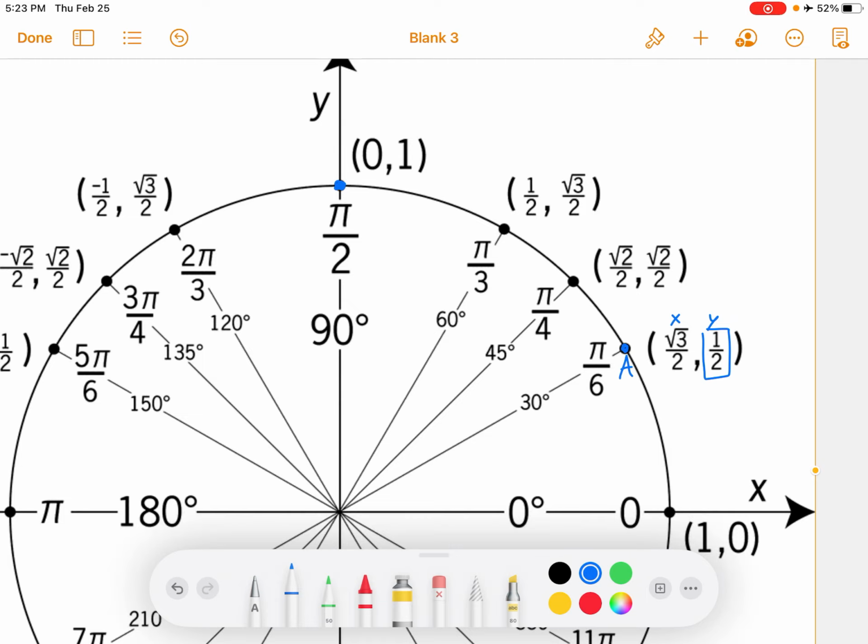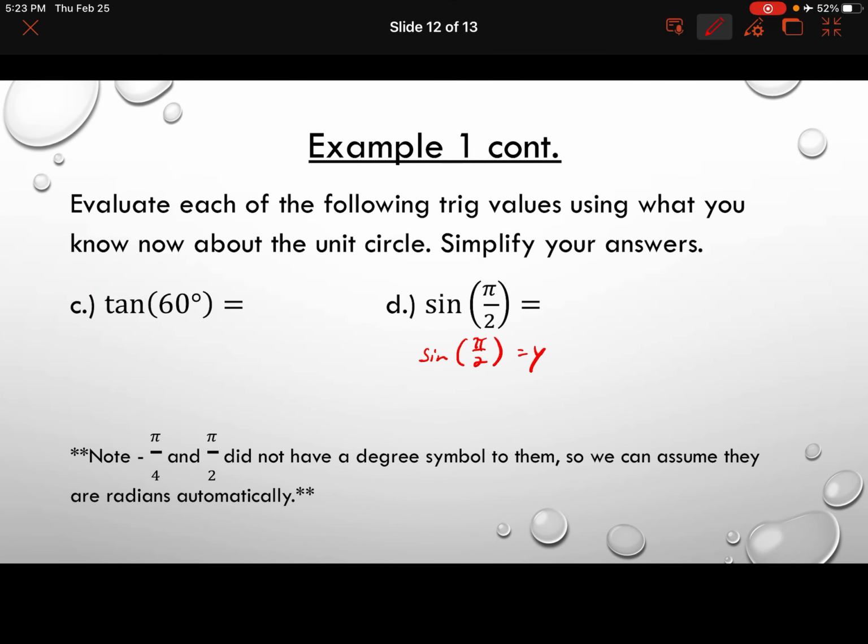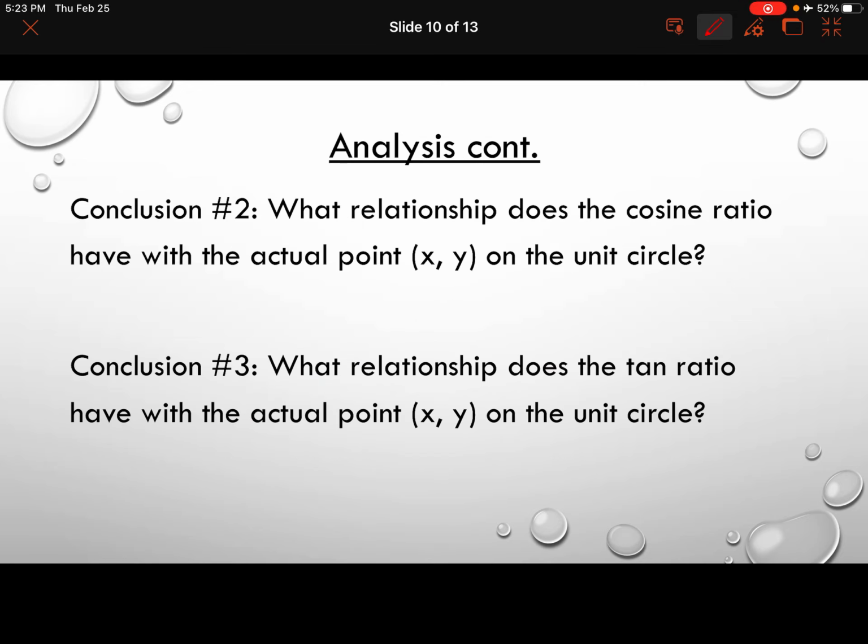So the point is (0, 1), but we're looking at just the y value, because that's what we established. We established that the sine would correspond to the y value of the point. And the y value of that point is 1. That means sine of pi over 2 is 1. And you can plug it into a calculator just to be sure, but the sine of pi over 2 radians is 1.